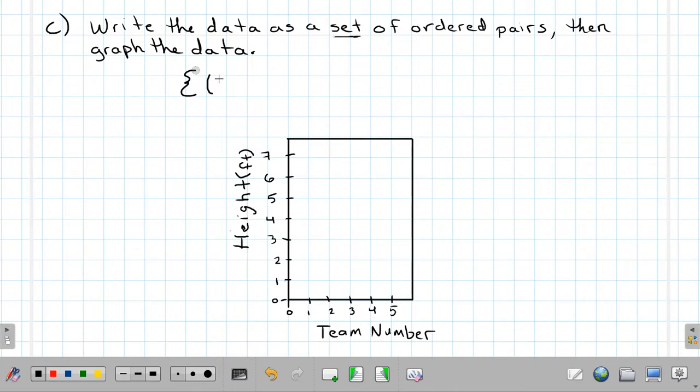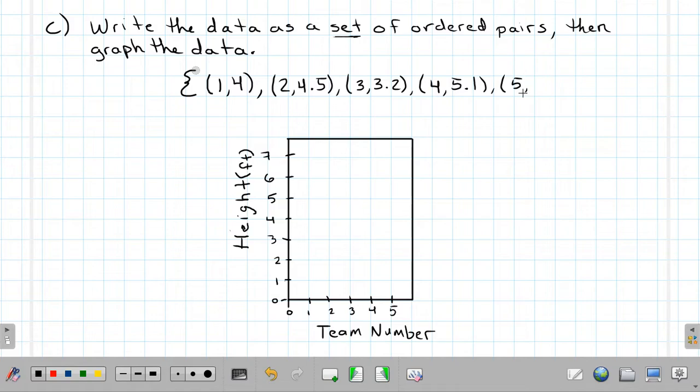So the first ordered pair we're going to have is team number 1 had a height of 4 feet. X comma Y, independent variable, dependent variable. 1, 4. The second ordered pair is 2, 4.5. The third ordered pair is 3, 3.2. The next ordered pair is 4, 5.1. And the last ordered pair is 5 and then 4.8. So let me get rid of that little dot right there. So this relation has 5 points. And once again, these points come directly from the table.